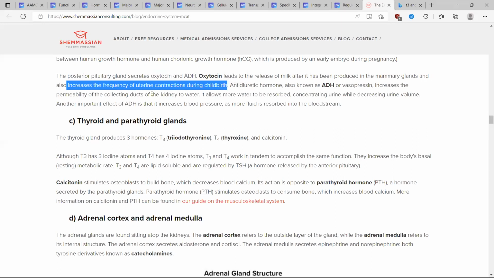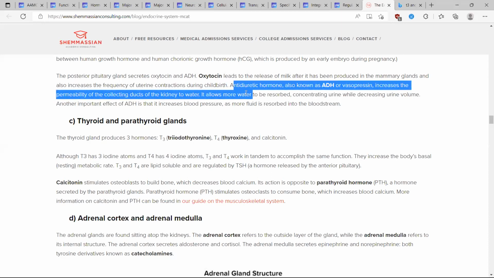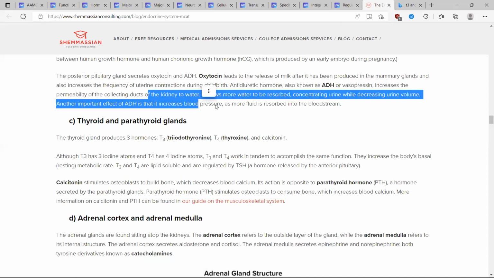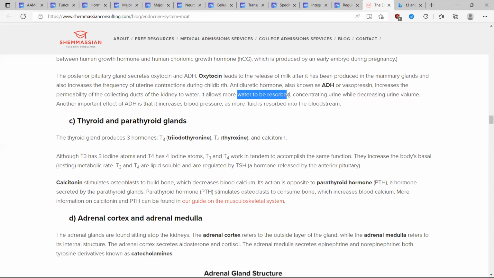When there's a contraction and the baby is trying to come out, that has a positive feedback loop where more oxytocin is produced and more contractions occur. So contractions start slow, but then ramp up. That's because of the action of oxytocin. The oxytocin is produced more and more based on how many contractions are occurring. Then we have antidiuretic hormone, which is another kidney-related thing, absorbing water and increasing blood pressure. We're going to talk about those more when we get to the kidney.